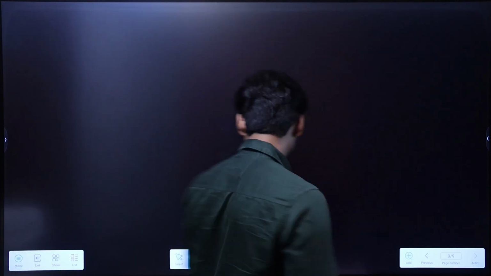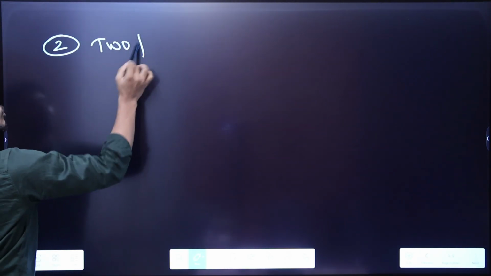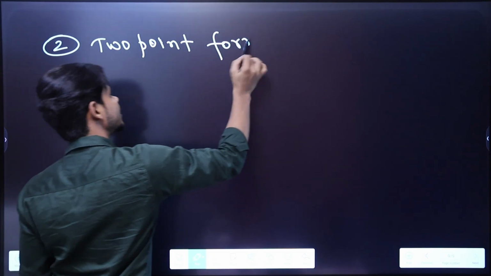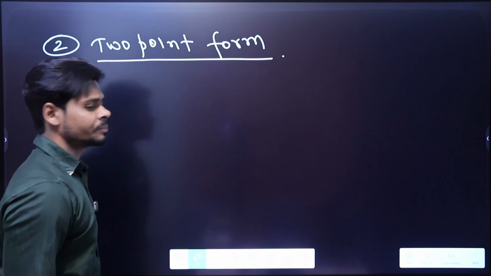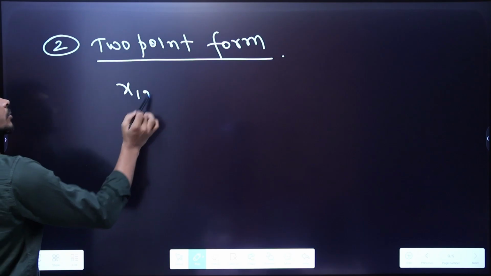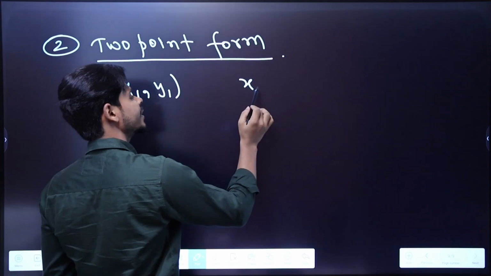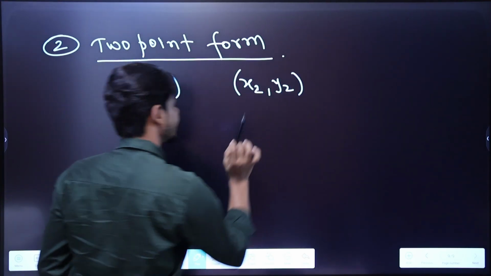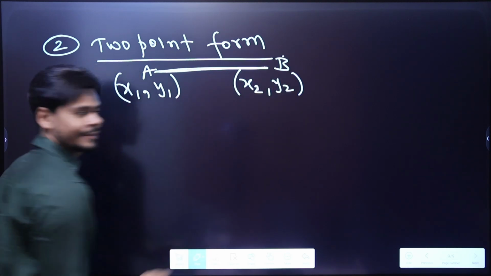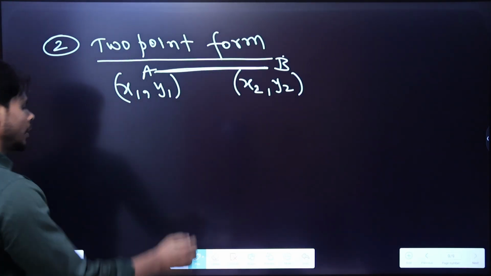Now the second thing, the second equation, second topic, is called the 2-point form. Here you will not be given the slope, it is only the 2-point form. It means in this type of equation we just need 2 points. So let's say the first point is x1, y1, and the second point is x2, y2, right? Now let's say this point is A, this point is B. If I join these 2 points, I'll get a line, right? And we need to find the equation of this line only, no problem.